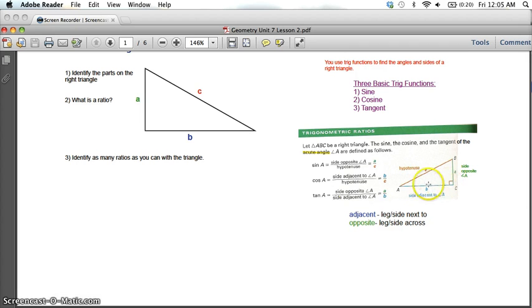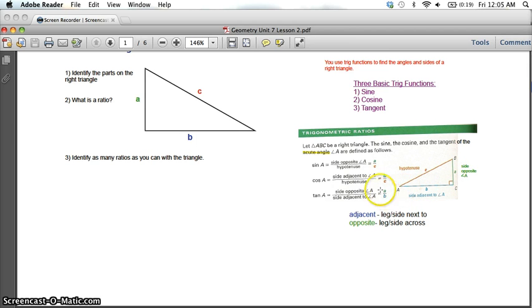So TOA. We're talking about tangent, opposite over adjacent. So if we're looking at angle A, the opposite side would be A over adjacent, and adjacent to angle A would be side B. So we would have side A over side B.